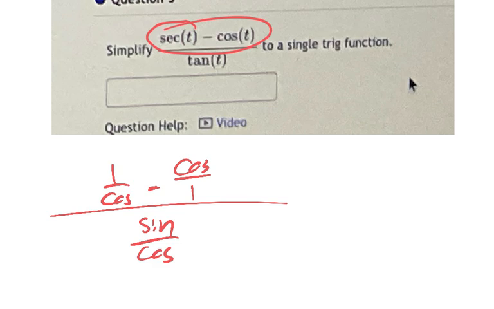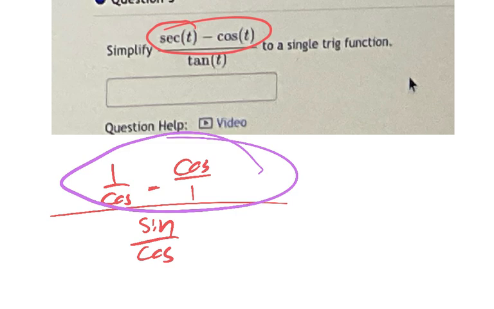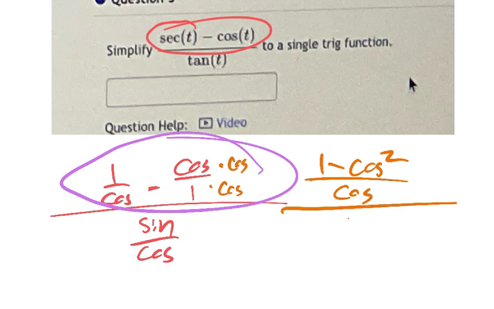All right, this is a very common thing. Up here I'm subtracting fractions in the numerator, so I need a common denominator. The common denominator would be cosine. So I'm going to multiply the second one by cosine on top and bottom. Now I've got 1 minus cosine squared over cosine, over sine over cosine.